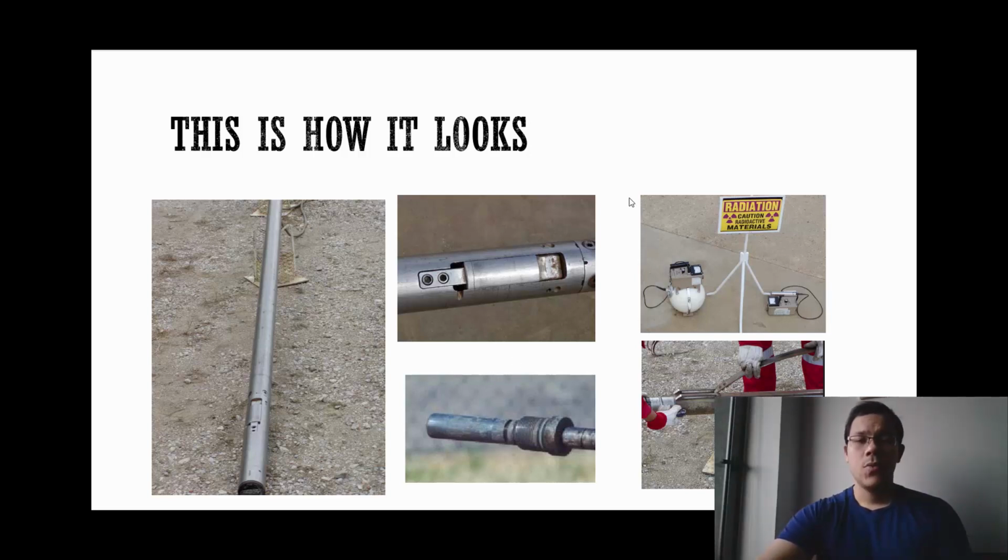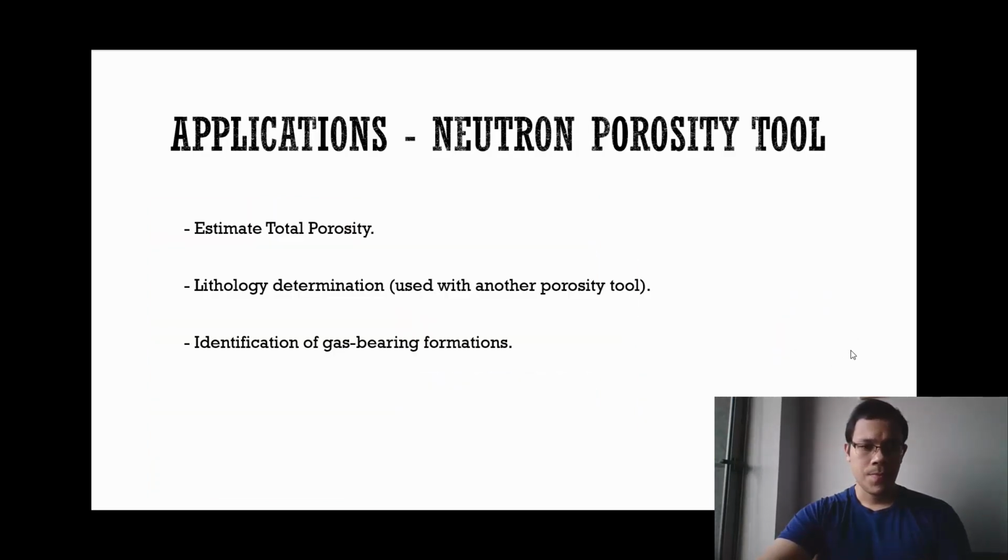Remember that when working with radioactive material, special safety measures should be taken. In this case, the area is surveyed with these instruments. These are the survey meters to measure radiation. And in this other picture, we have an accessory usually run with a neutron tool, a decentralizer. Later on, we will be discussing why it is necessary.